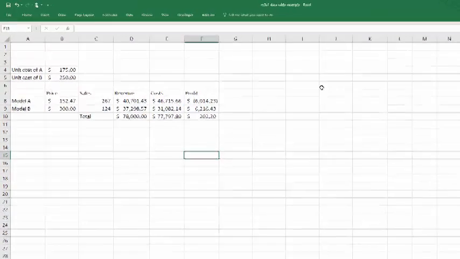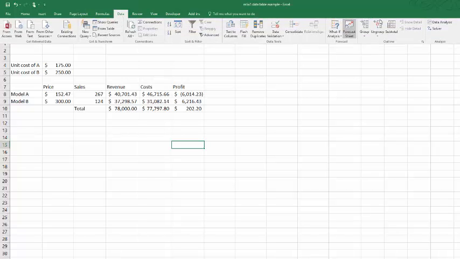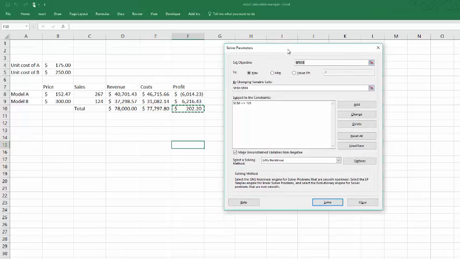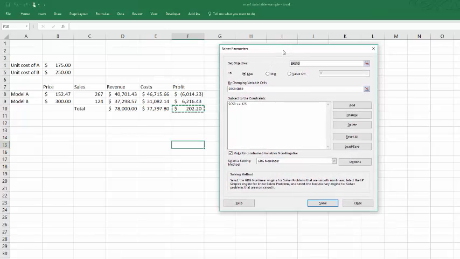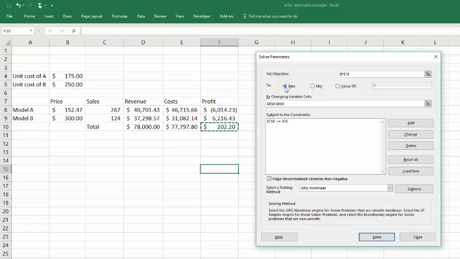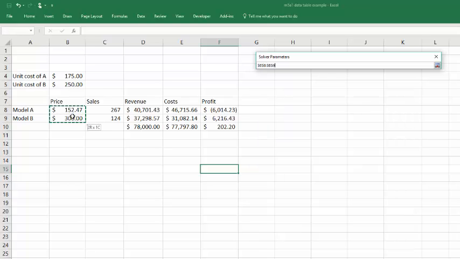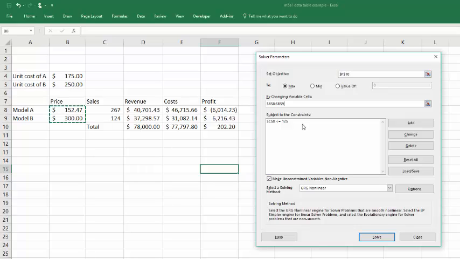Okay, let's now do Solver. We're going to click on data, Solver, and bring up our dialog box. Our objective this time, clicking that set objective, is going to be profit, and we want to maximize profit, and we're going to be changing cells. In this case, we're going to be changing both the price of A and the price of B. And I've got a constraint already in here left over from when I was messing around with it. And it says I want C8, which is the number of units of model A, brand A, sold, to be less than or equal to 125.